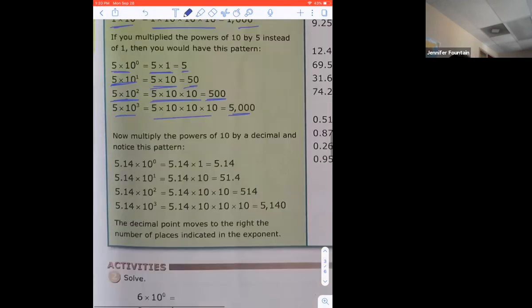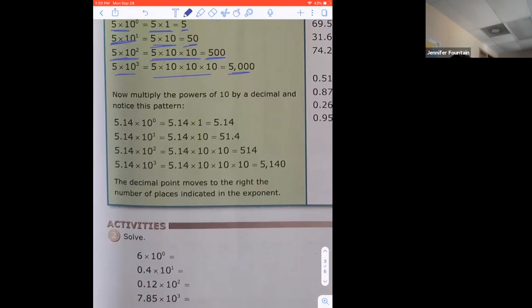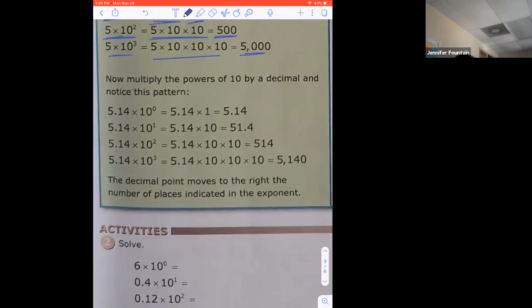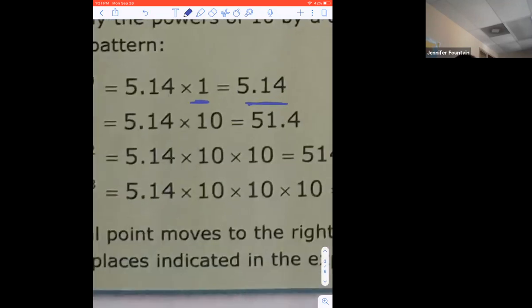But then it says, notice how if we multiply powers of 10 by a decimal, look and see how the pattern changes. So 5.14 times 10 to the 0, 10 to the 0 is 1, so we just have 5.14. If I multiply the same decimal times 10 to the first power, notice that when I multiply 5.14 times 10, my decimal moved 1 place to the right. So it ends up being 51.4. So multiplying a decimal by 10 moves the decimal 1 place to the right.